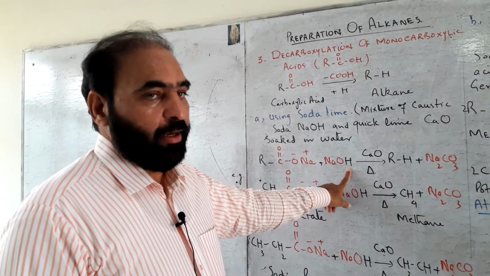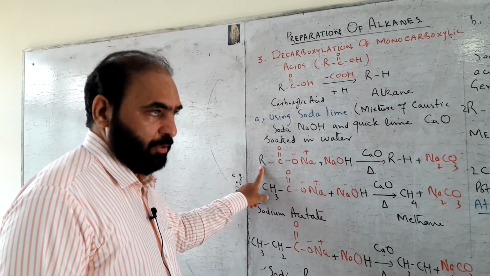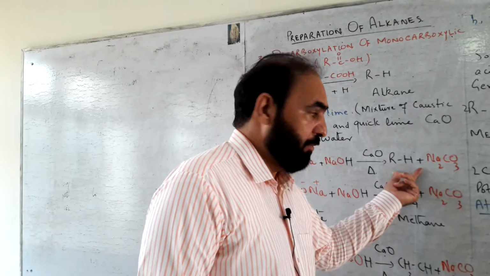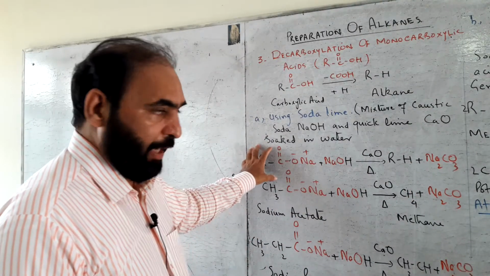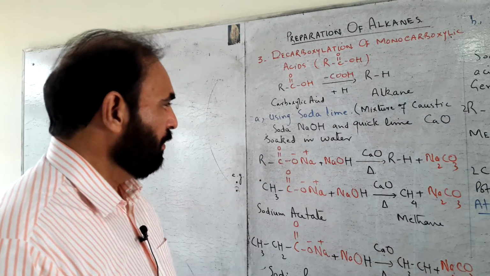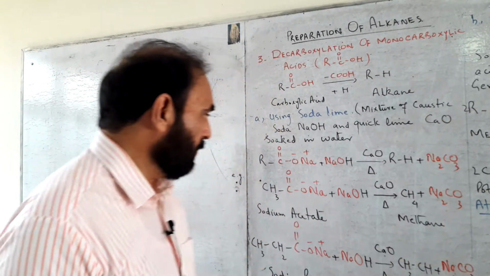H from sodium hydroxide combines with the alkyl group of the salt, and we get RH, which is an alkane, having the same number of carbon atoms as present in the alkyl group of the salt. Sodium carbonate is produced as a byproduct.